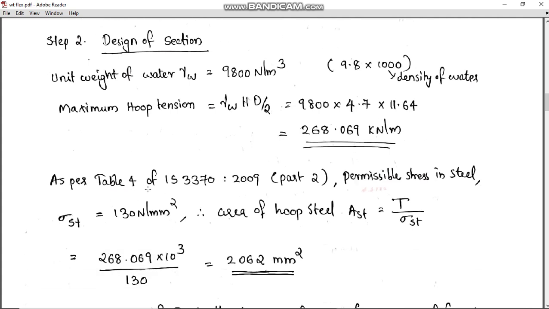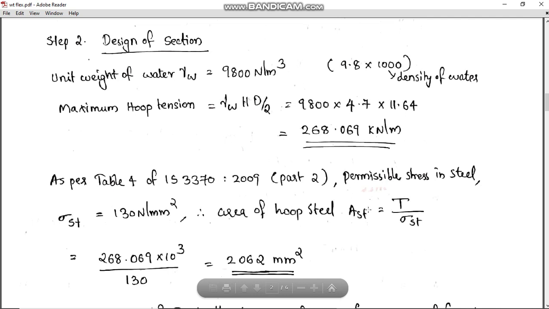And as per table 4 of IS 3370 part 2, you please refer to this table. And permissible stress in steel, as we have explained in the last session, is equal to 130 Newton per mm square as per this table. For HYSD bars, high strength deformed bars, sigma ST is given in the code as 130 Newton per mm square. You should refer to the table.